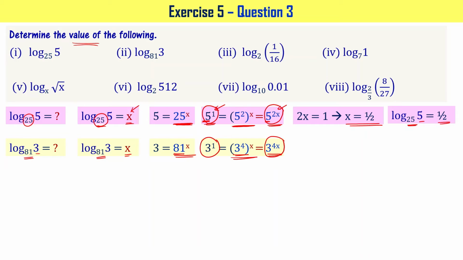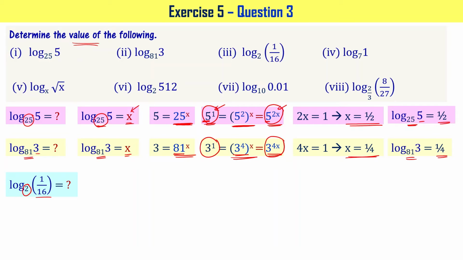Since the base of both the exponentials is the same, we can say that the exponents, the powers, are going to be equal. It means 1 equals 4x. It can be written as x equals 1 by 4. To answer the question, log of 3 to the base 81 equals 1 by 4. Got it? Now let's look at the third part, that is log of 1 by 16 to the base 2.